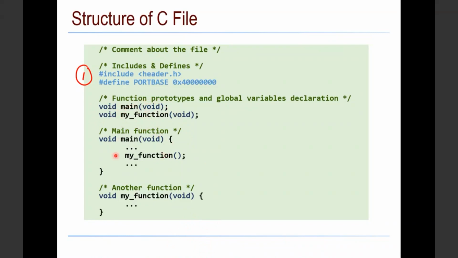Then followed by the main function. Of course, you have the main function. The main function is your main program, started with this main void, and then followed by all the things that you need to write inside your main program. If you have several functions, you can write them after your main program. Every time you call your function here, it will go automatically to this function subroutine. So this is the basic structure of the C file.